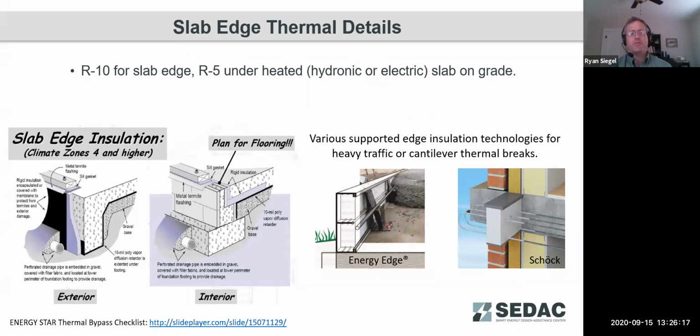Also noting as far as the requirements, R10 for the slab edge for most slabs, along with, if you have a heated slab on grade, either hydronic with radiant slab or electric, making sure that you have that plus R5 under the whole slab. Again, the importance being we have to have that thermal break between the slab and the ground.